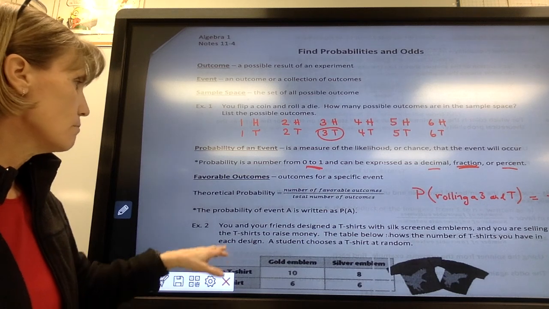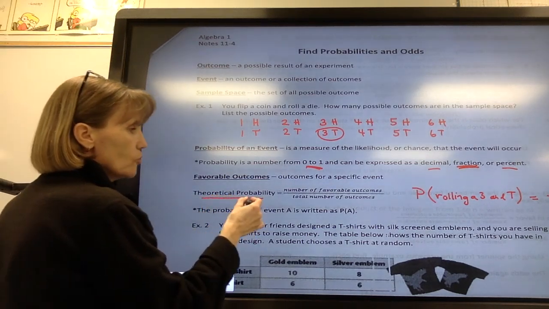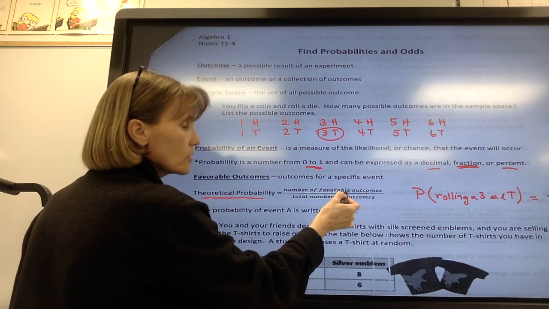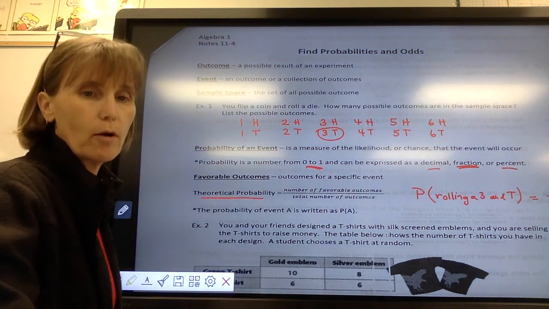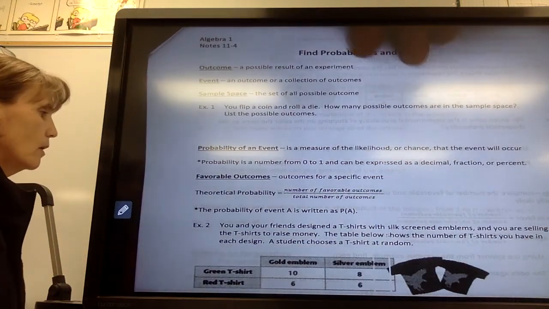Okay? So theoretical probability is, I didn't actually do it, but in theory, the probability is the number of favorable outcomes, that's what you want to happen, divided by the total number of possible outcomes. Okay? Let's see what else we have here.